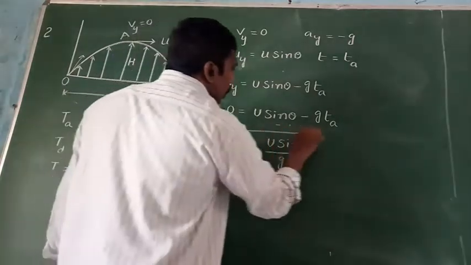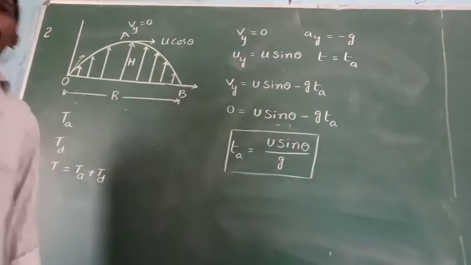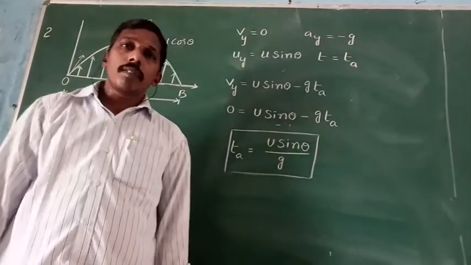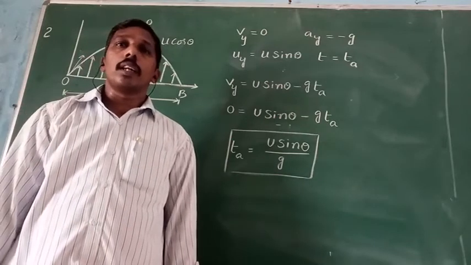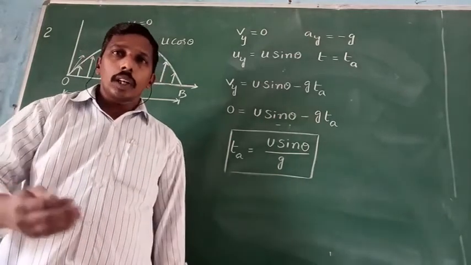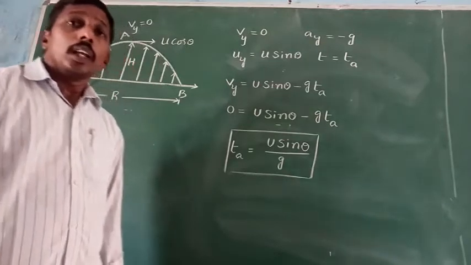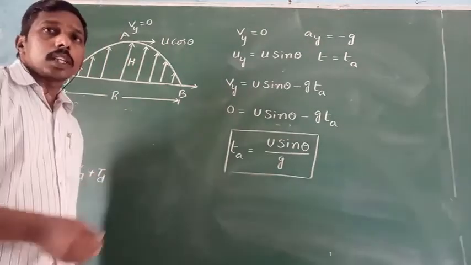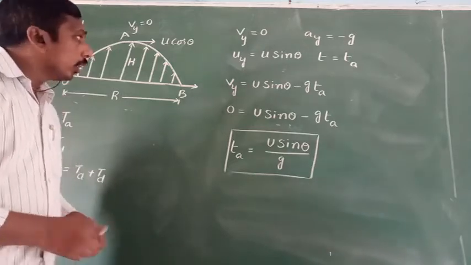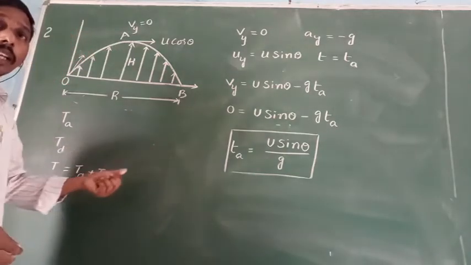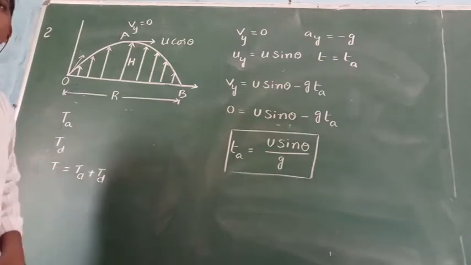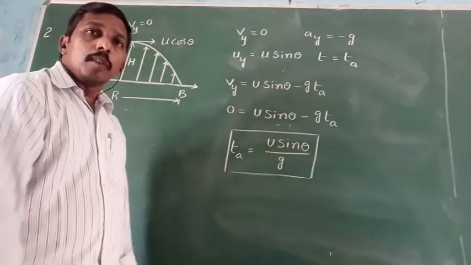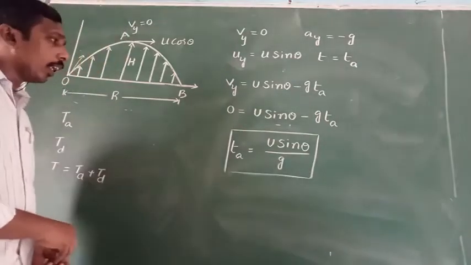In this condition we are neglecting air resistance. If you neglect the air resistance, then time of ascent is equal to time of descent. We are discussing that concept only. If air resistance is considered, we will discuss it in the next class. Now, the effect of air is neglected, then time of ascent is equal to time of descent. Time of ascent is equal to u sin theta by g. Time of descent is also equal to u sin theta by g.